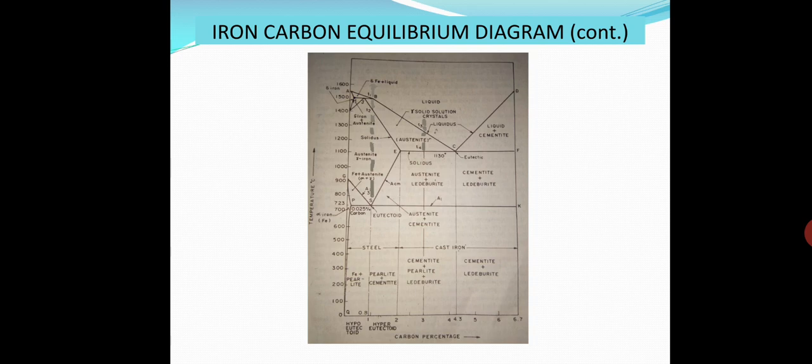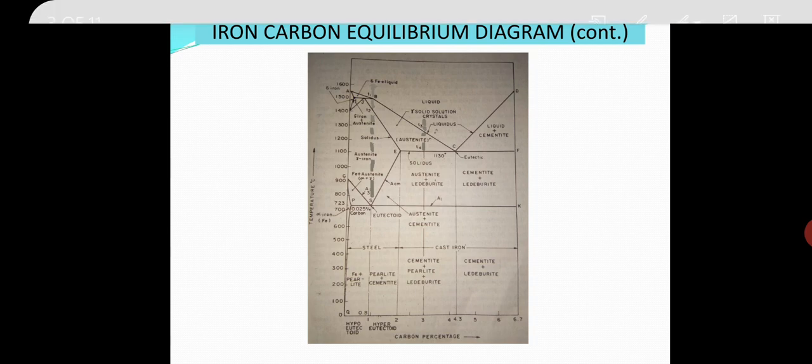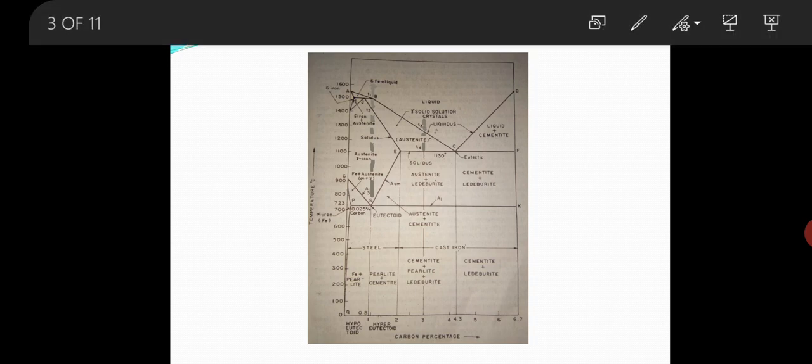Next is the point S. It is an important point. S and B will be on a vertical line because the percentage of carbon at these 2 points is the same, that is 0.8%. So 0.8% carbon and 723 degrees centigrade temperature is denoted by point S.